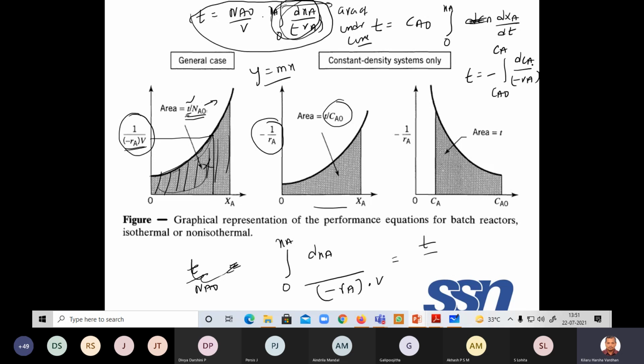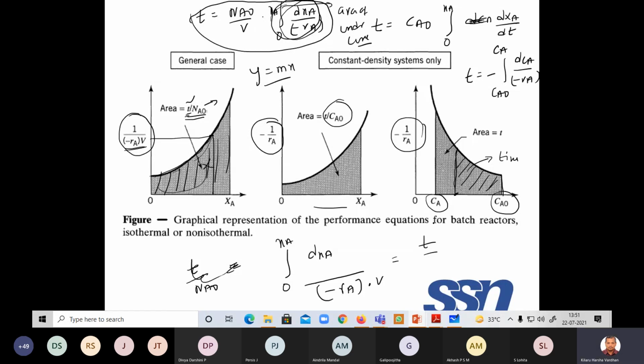If you are having concentrations, then again you can draw CA on the x-axis and minus 1 by RA on the y-axis. CA naught is having more concentration, CA is having less concentration. Your curve will come like this. Going from CA naught to whatever CA is final, you can put a line and then find the area under the curve. This will give you the time for that particular concentration, whatever concentration you want.